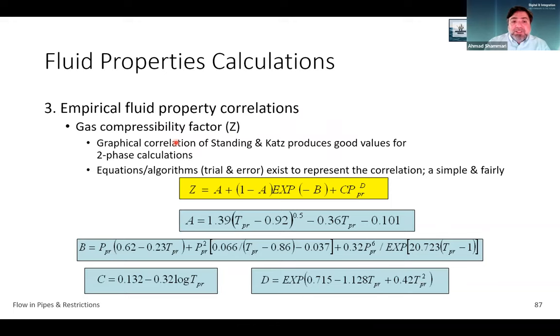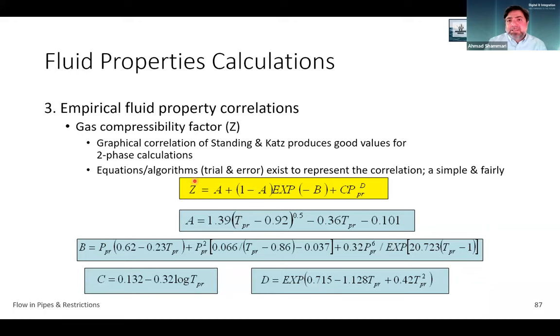We have also the gas compressibility. The gas compressibility, there are charts for that. And this is an empirical correlation. Unfortunately, as I said, I don't have time really to go into all the details, but this is for your reference. So the compressibility, as we all know, what is the gas compressibility?